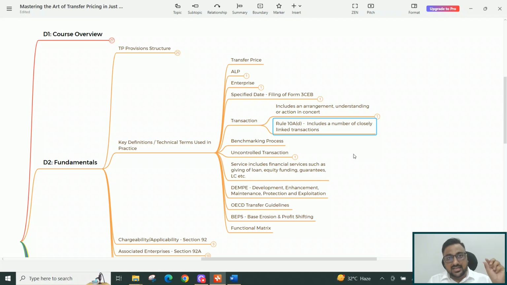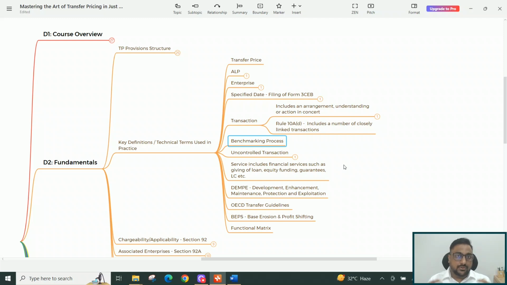So this is linking of two transactions. That is one of the important concepts. Now we go ahead with the other term, which is benchmarking process. Benchmarking process has not been defined anywhere, but it's a process, and you must have seen my recent LinkedIn post also. Benchmarking process is basically you benchmark the transaction, you arrive at the arm's length price for that transaction, you do that TP analysis, and that is what we call a benchmarking process.